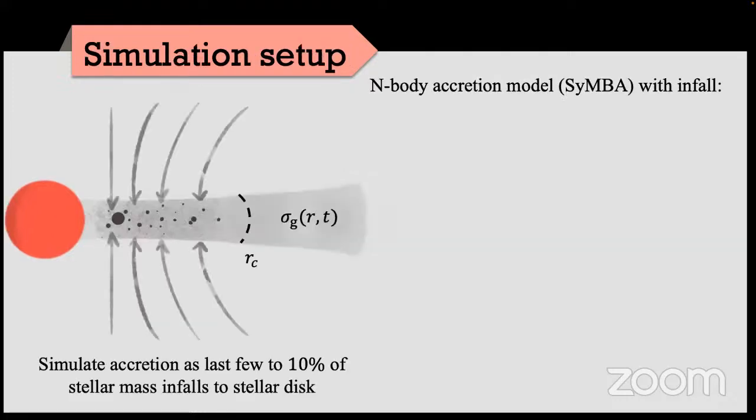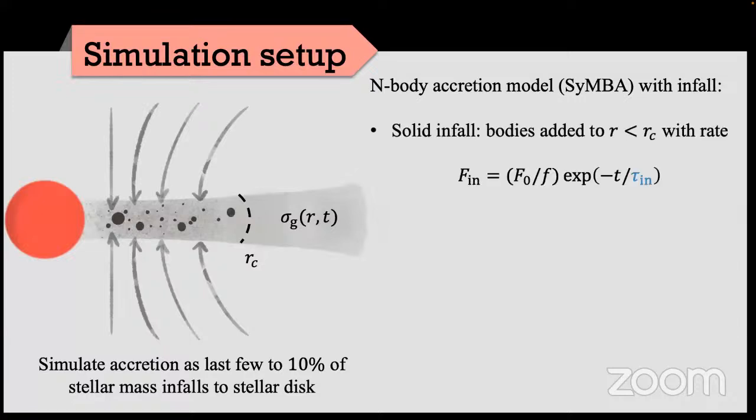So in order to test this, we did n-body accretion simulation during infall. We mimic the infalling material by adding planetesimals in the inner region with a rate that is exponentially decaying on a timescale of tau_in. We include inward type 1 migration, whose acceleration is proportional to the surface density of the disk.